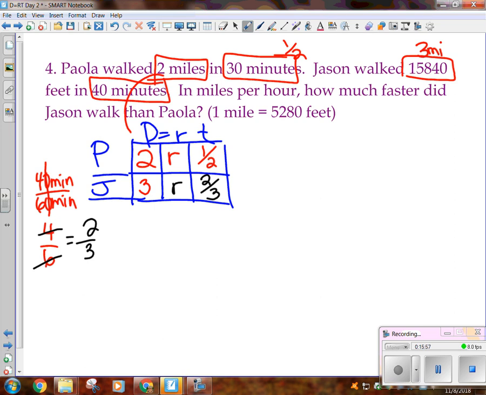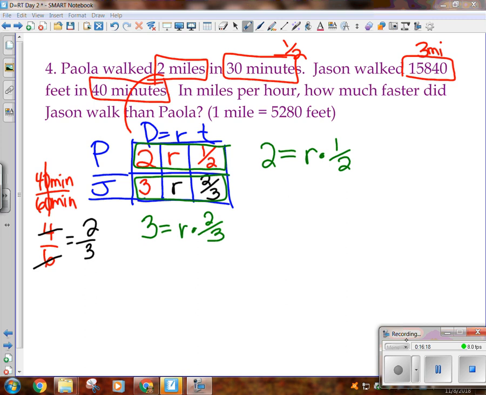Everybody okay with what we've done? Do you know how to pull out the equation? Okay, let's go in here. We're going to pull out these numbers. 2 equals R times 1/2. Second equation, I'm going to pull out 3 equals R times 2/3. Solve the easy one first. How do I get rid of 1 divided by 2? Multiply by 2/1. Neat. R is equal to 4. So Paulo is 4. He can walk 4.